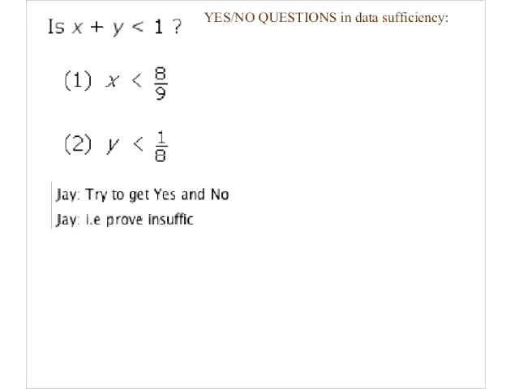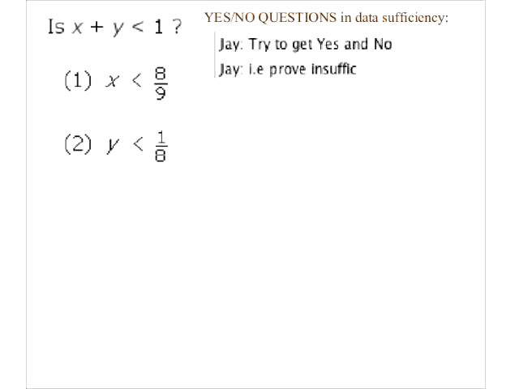Your goal on yes-no questions should be to see whether you can get both answers, yes and no. In other words, you're trying to prove insufficient, and only if you can't get that to happen would you concede that it's sufficient. So let's take a look here.